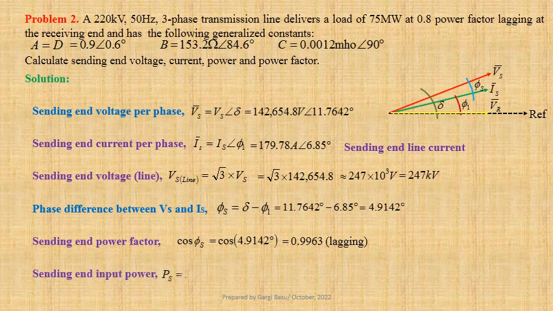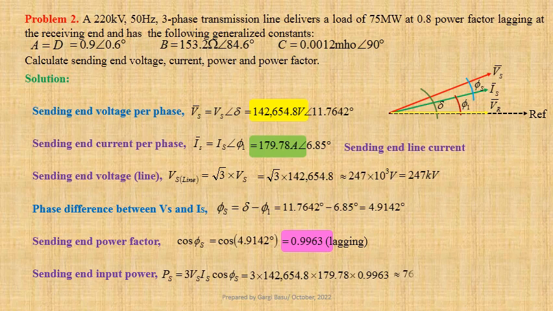Now we shall calculate sending end input power. Ps equals 3 times Vs into Is cos phi s. Using values we get 3 into 142,654.8 into 179.78 into 0.9963, which is approximately equal to 76.655 into 10 to the power 6 watts or 76.655 megawatt.